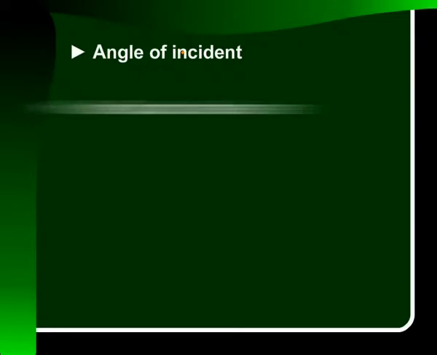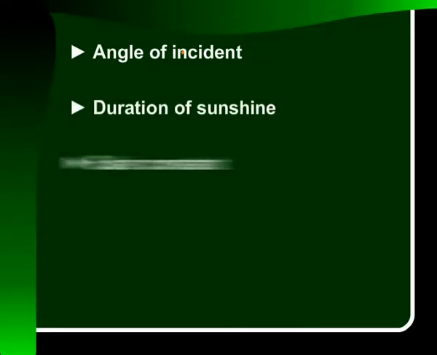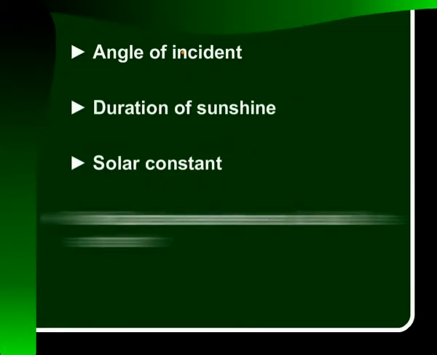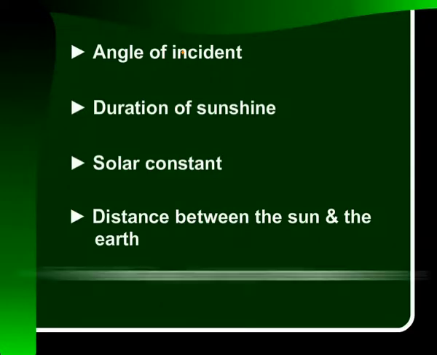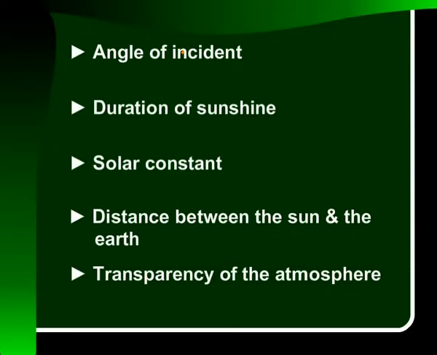Now, let us see the factors affecting the distribution of insolation. The actual amount of insolation received at a place depends upon the following factors: angle of incidence, duration of sunshine, solar constant, distance between the sun and the earth, and transparency of the atmosphere.